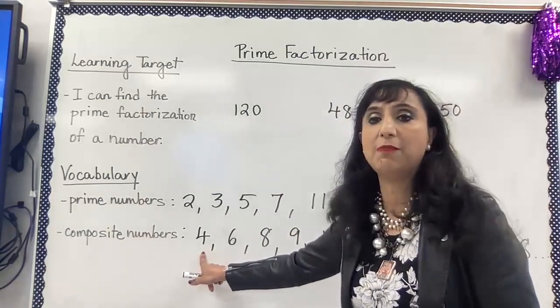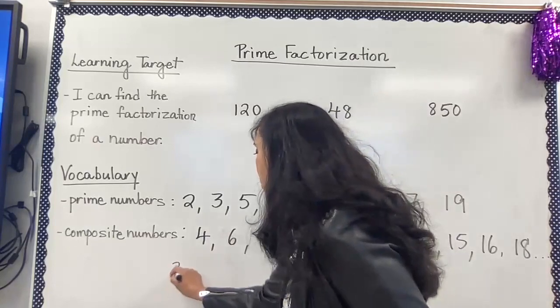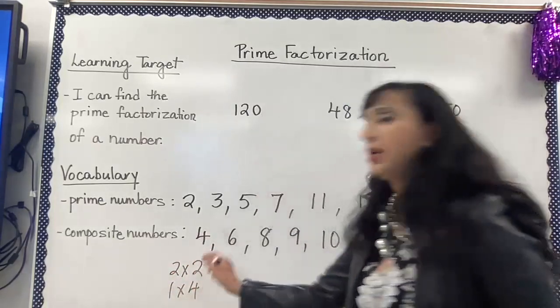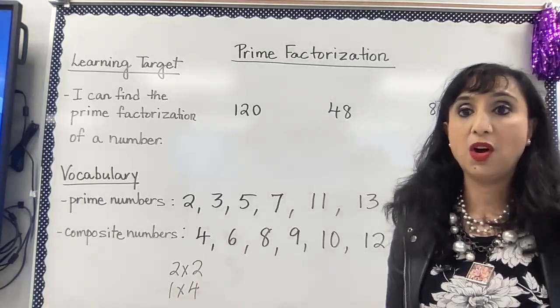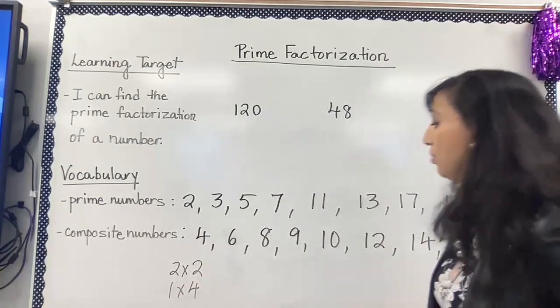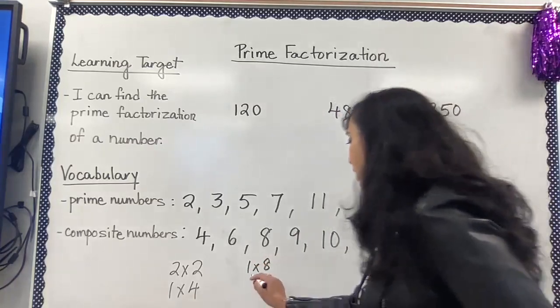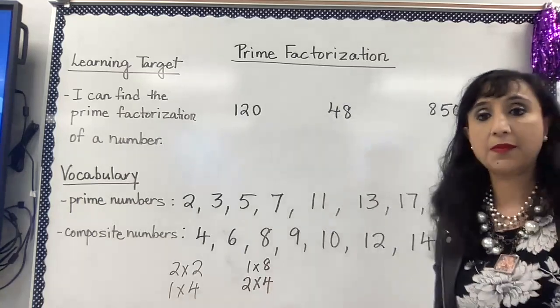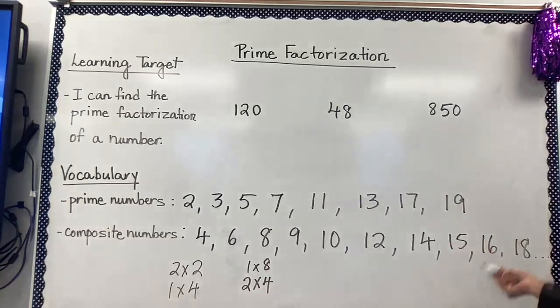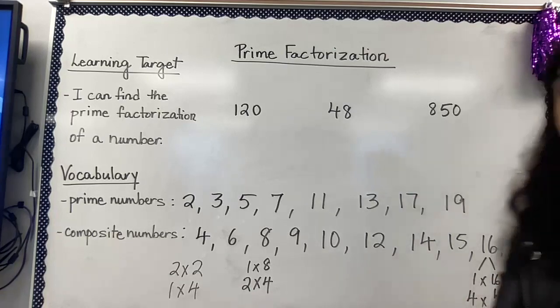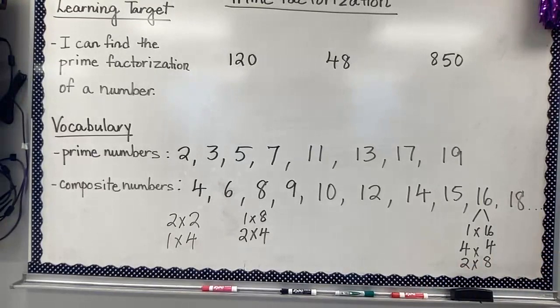Not only is this divisible by 4 and 1, we can also do 2 times 2. So not just 1 times 4, but 2 times 2. That gives me a composite number. So it's more than just two numbers. Let's look at 8. In 8, I can do 1 times 8. I can do 2 times 4. All right. So as you can see, as we carry on, we keep getting more numbers. Look at 16. I can do 1 times 16. I can do 4 times 4. I can do 2 times 8. So as you can see, that's the difference between prime and composite numbers.